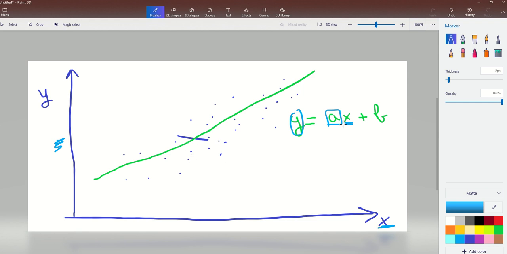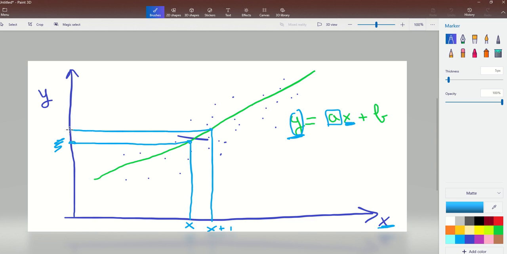Basically, this is by how much y will increase for every unit increase in x. So if you pick any x, and if you go up 1 unit, so that would be x plus 1, if you go back to your line, you will notice that you went from this point here all the way to that point. So your y used to be here, and now your y is over there. So the increase from here to here, this is your a. This is called the slope.